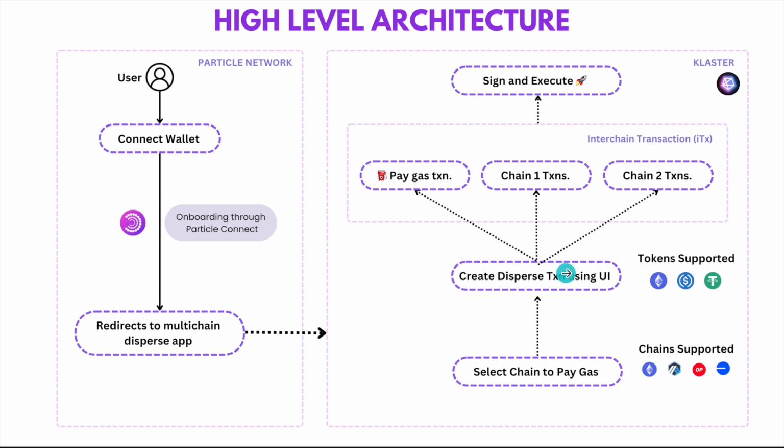Now in this interchain transaction, all transactions are bundled per chain, and the first transaction is always a gas payment transaction. Now you just sign and execute these transactions, and all transactions are settled on multiple chains simultaneously. Let's just go right into the demo now.